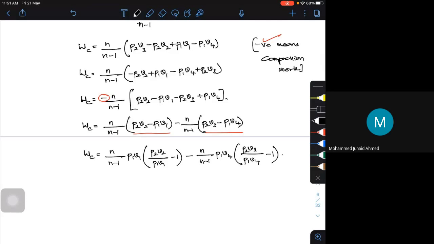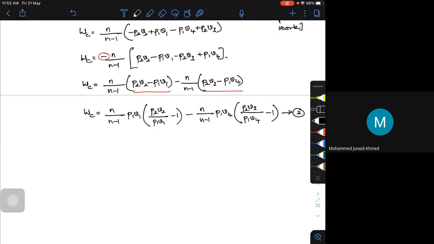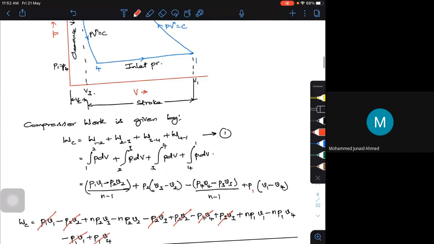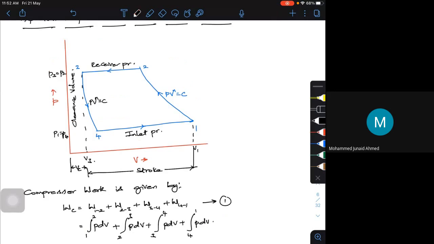Now if you look at this expression, you have V2 by V1, V3 by V4. If you go back and check your PV diagram, V2 by V1 is your compression.